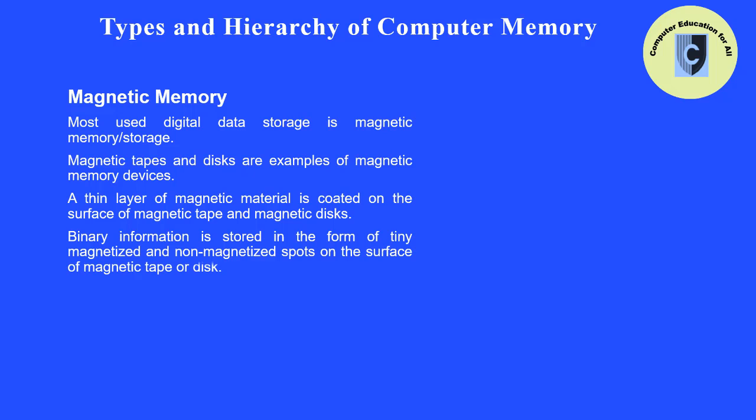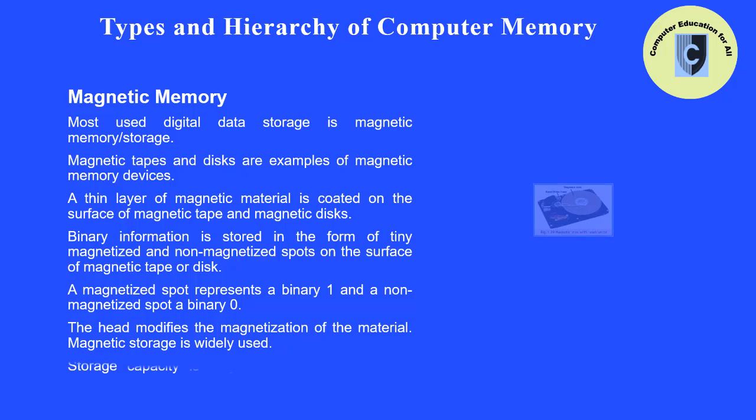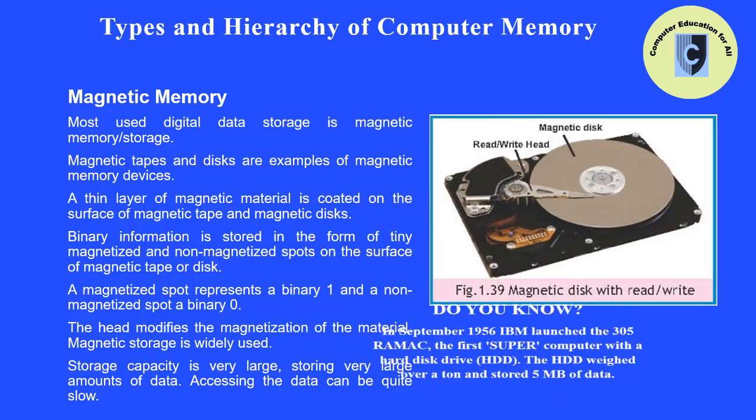A read-write head moves very close to the magnetic surface. The head is able to detect and modify the magnetization of the material. Magnetic storage is widely used because it is relatively cheap in comparison with other storage technologies. The storage capacity is also very large, making it attractive for storing very large amounts of data. The major limitation of magnetic storage is that accessing the data can be quite slow. Hard disk is the common example of magnetic memory, as shown in Fig. 1.39.